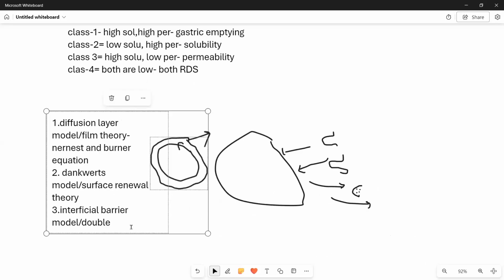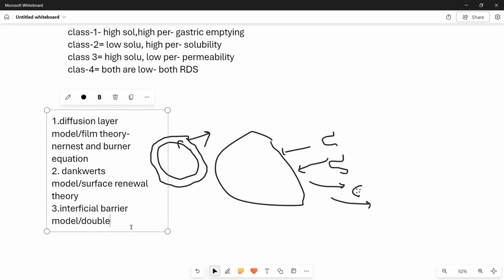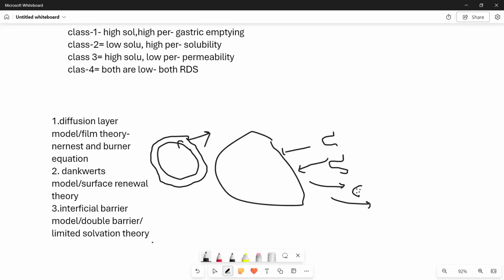Double barrier model, or it is also known as limited solvation theory. So which basically depends more upon the solubility, like the drugs which contain the hydrophilic groups or the polar groups interact more with the solvent which has more solubility. So basically this theory states that.